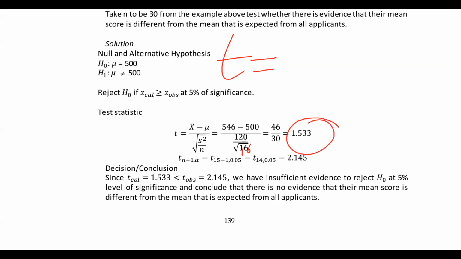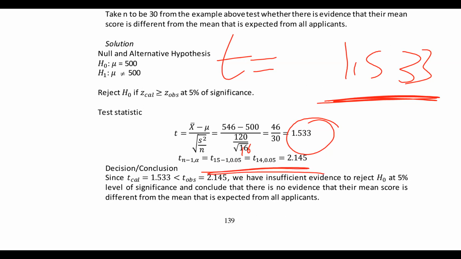The one that is calculated has given us 1.533. This is the one that you calculate. Now you need the T statistics from the table. Pay attention here. We want to teach you now how to read the T statistics table. So you don't go to the standard normal distribution table. No, you go to the T statistics table. That's where you get the T value.